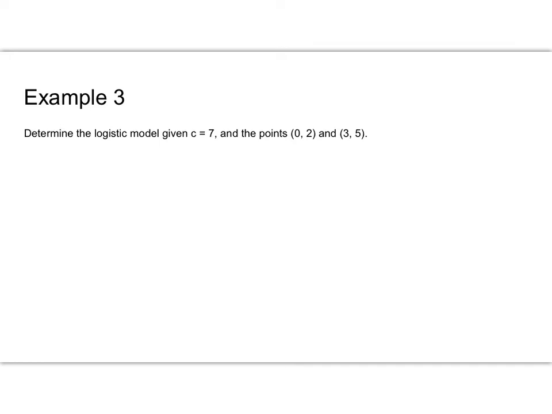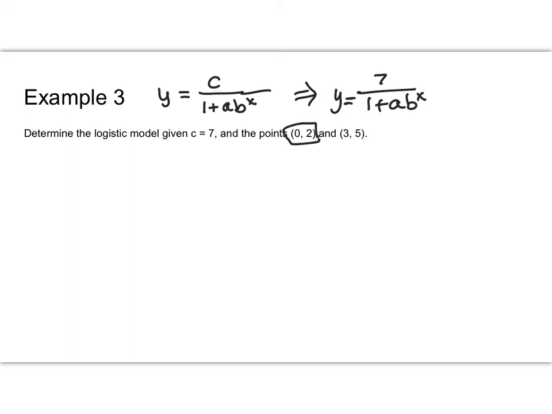Okay, so determine the model given by c equals 7 and the points 0, 2, and 3, 5. Well, right off the bat, that c is 7, and I'm going to go ahead and replace that. And then next, I'm going to use the point with the x is 0 so that I can solve for a.